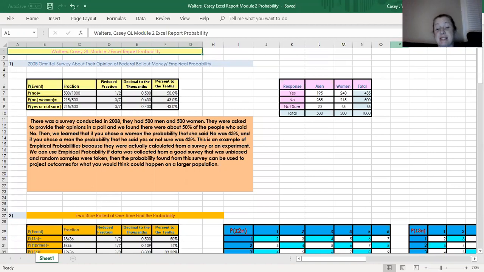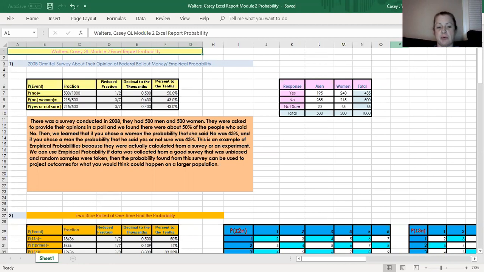I'm in Miss Benzie's fall quantitative literacy class, and I am going to be showing you my Module 2 Excel report on probabilities. In number one, there was a survey conducted in 2008. They found that 500 men and 500 women were surveyed, and they were asked to provide their opinions in a poll. And we found there were about 50% of the people who said no.